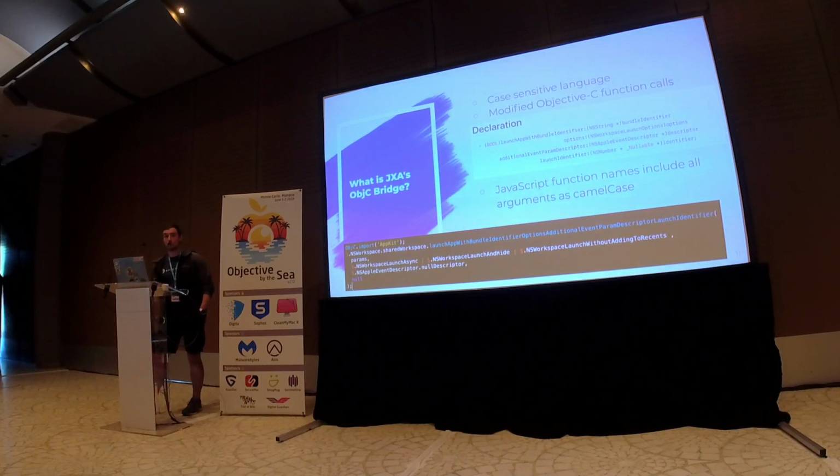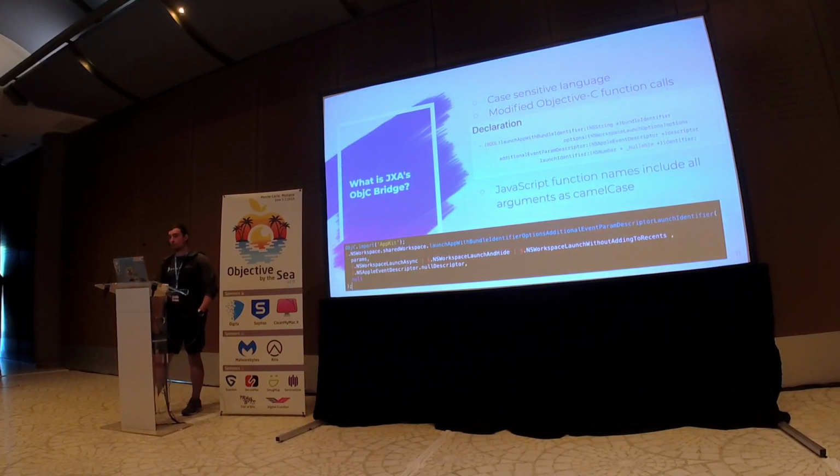The next part, though, is once you want to call an Objective-C function, how do you do that? That looks crazy different in Objective-C versus JavaScript. So for example, here's the declaration on Apple's website for the launchAppWithBundleIdentifier function. And it has a whole bunch of different fields that you can add in, like options, event parameter descriptor, launch identifier, all this sort of stuff.